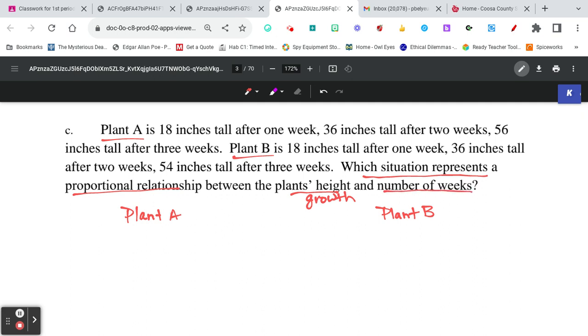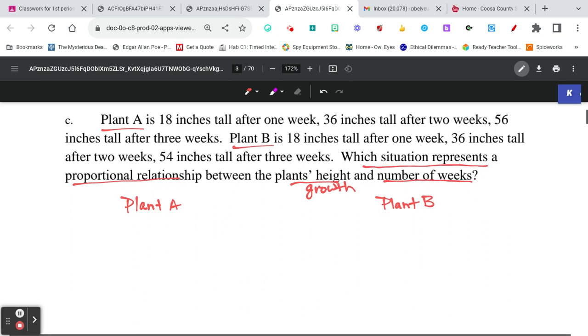Is it growing? We're going to figure out which one is growing the same amount every what? Week. Not until we figure out which plant is growing the same every week. Okay. All right, so what did plant A do the first week? Yeah, how tall is it? What's the growth? 18. Well, it's not the growth, but that's the height. Okay, so it's 18 inches in 1 week.